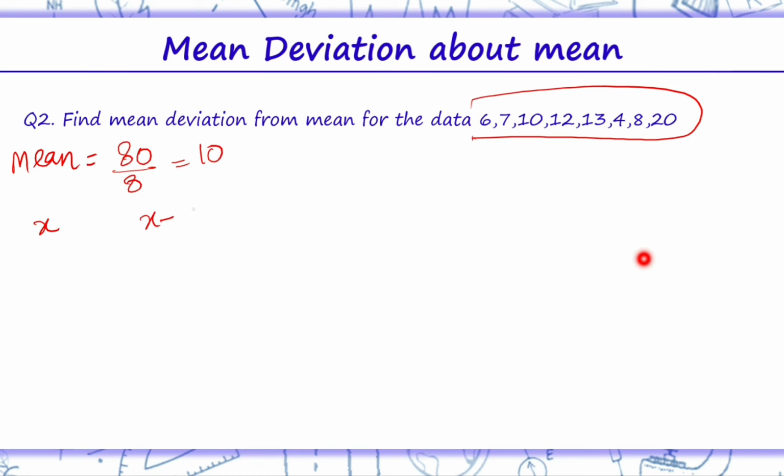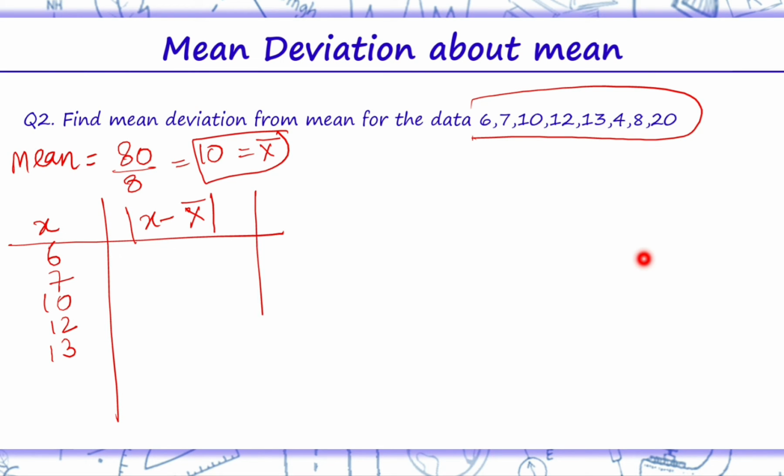Now x and x minus this mean, this is x bar, this is the mean. We are provided with values 6, 7, 10, 12, 13, 4, 8, 20. This is in mod, so there will be no negative sign. 6 minus 10, it will be 4. 7 minus 10, 3. 10 minus 10, 0. 12 minus 10, 2. 13 minus 10, 3. And then 4 minus 10, 6. 8 minus 10, 2. 20 minus 10, 10. So this is mod of x minus x bar.